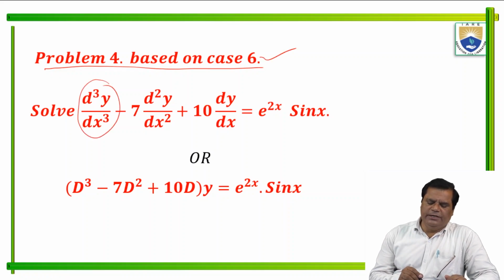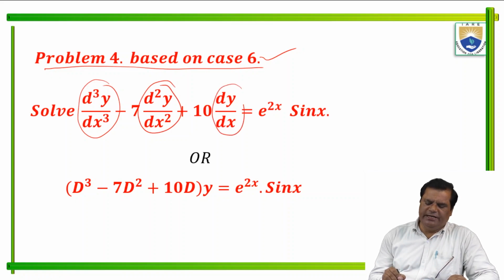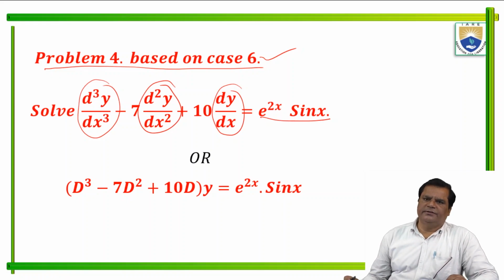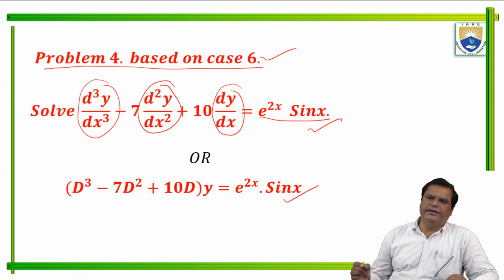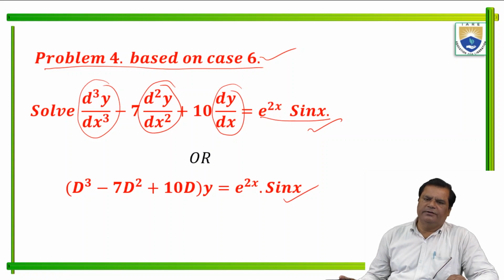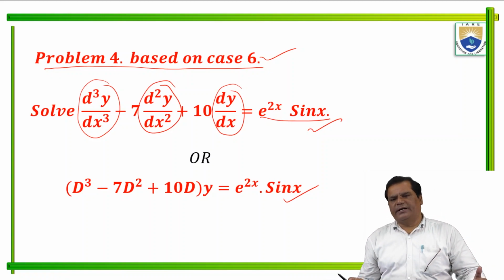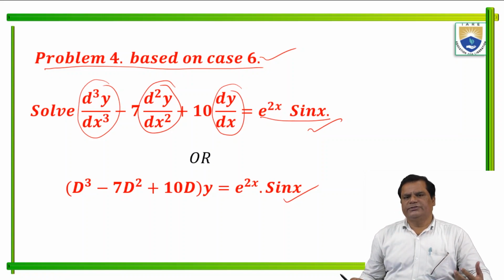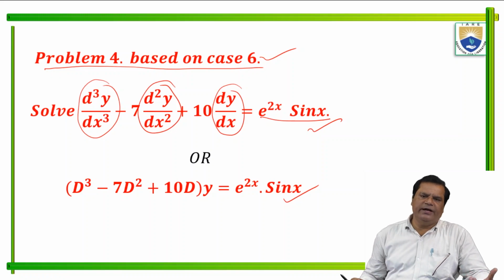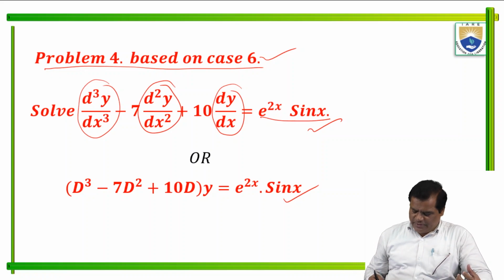d cube y over dx cube minus 7 d square y over dx square plus 10 dy over dx equal to e to the power 2x into sin x. So these two problems I have given for practice. You solve them, the same procedure applies in case 6. Then you get CF and PI. Both solutions you can find easily for these problems given by us here.